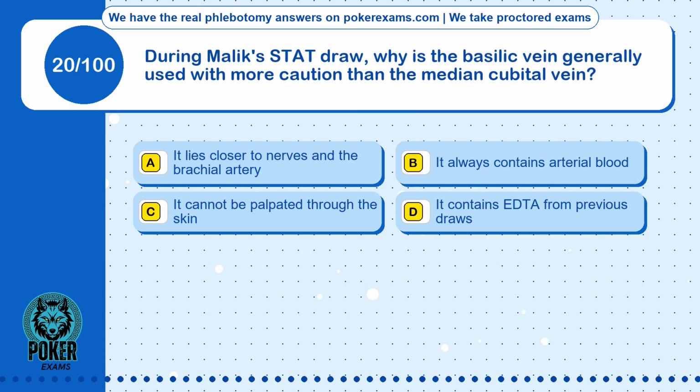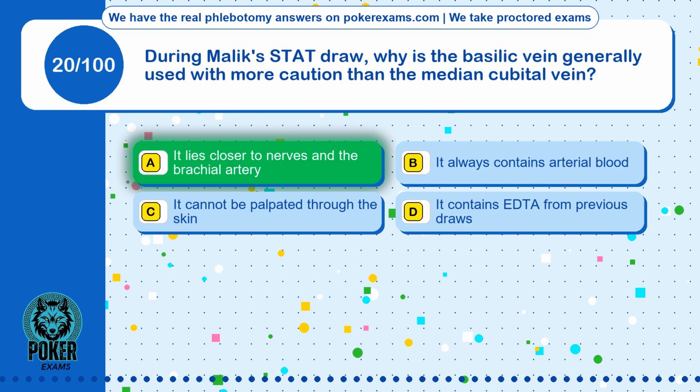Question 20. During a stat draw, why is the basilic vein generally used with more caution than the median cubital vein? Option A. It lies closer to nerves and the brachial artery. Option B. It always contains arterial blood. Option C. It cannot be palpated through the skin. Option D. It contains EDTA from previous draws.